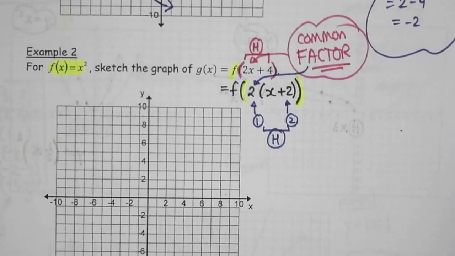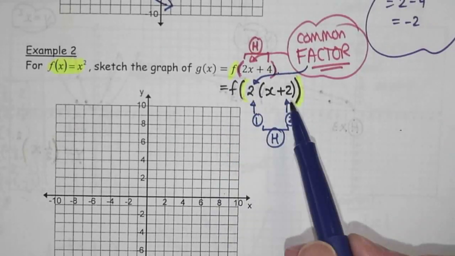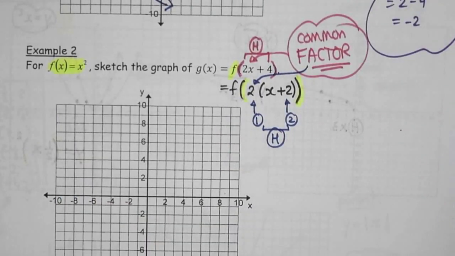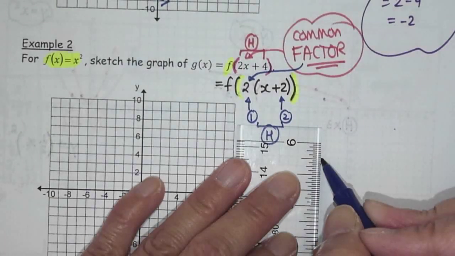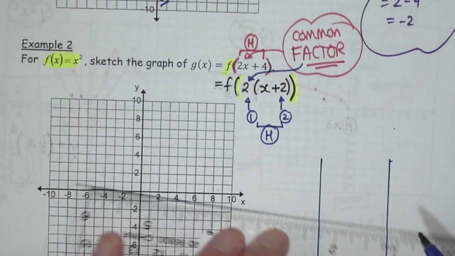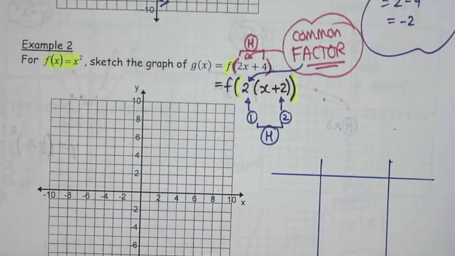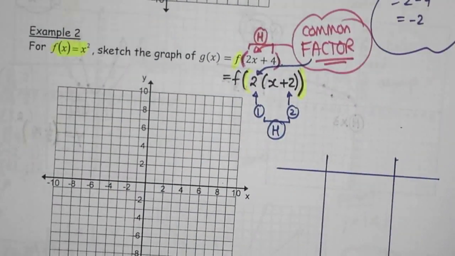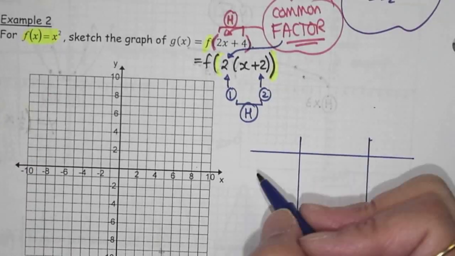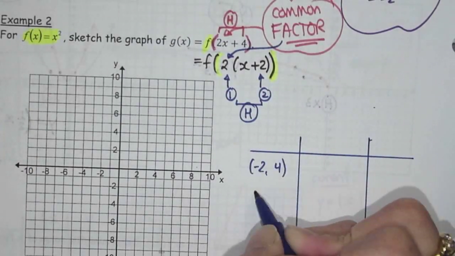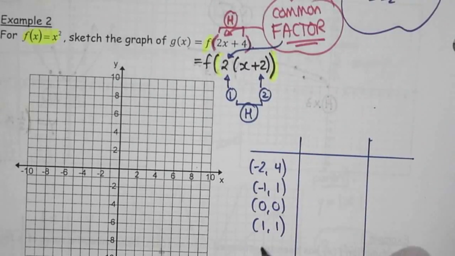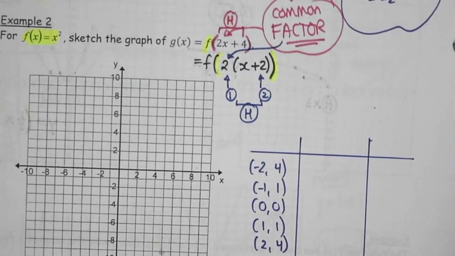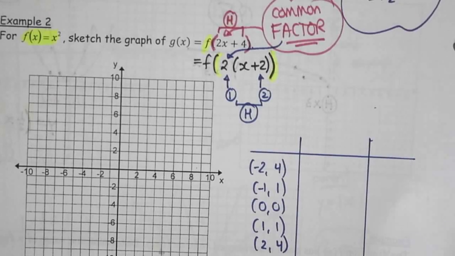Thank you. I did. Okay. All right. So both of them are horizontal. Both of them are in the bracket, and it's the x squared parent function. So then when I'm doing my t-chart, okay, for a quadratic, we always do a -2, 4, -1, 1, 0, 0, 1, 1, 2, 4, like that. All right?